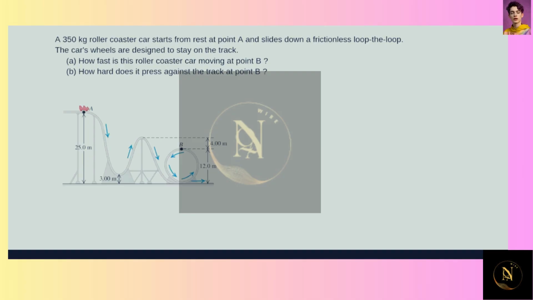A 350 kilogram roller coaster starts from rest at point A and slides down a frictionless loop-to-loop. The car's wheels are designed to stay on the track. In question A, we want to know how fast the roller coaster is moving at point B. And in question B, we want to know how hard it presses against the track at the same point. So we're going to solve question A using energy conservation.